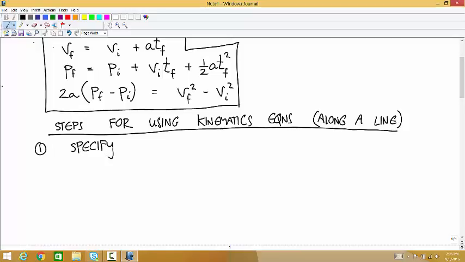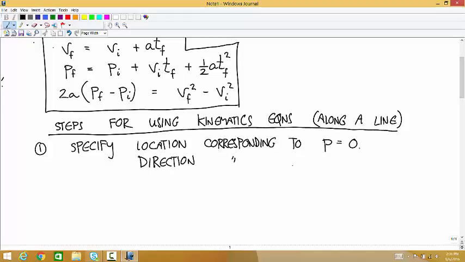So the first step is to specify a location corresponding to P equals 0. In other words, if you're measuring the motion of a car going down the street, you're saying this point on the street is what I'm going to call my 0 position. You can think of that as setting my ruler down at this point in the street. Okay. You also have to specify a direction corresponding to positive. I'll call it positive position.